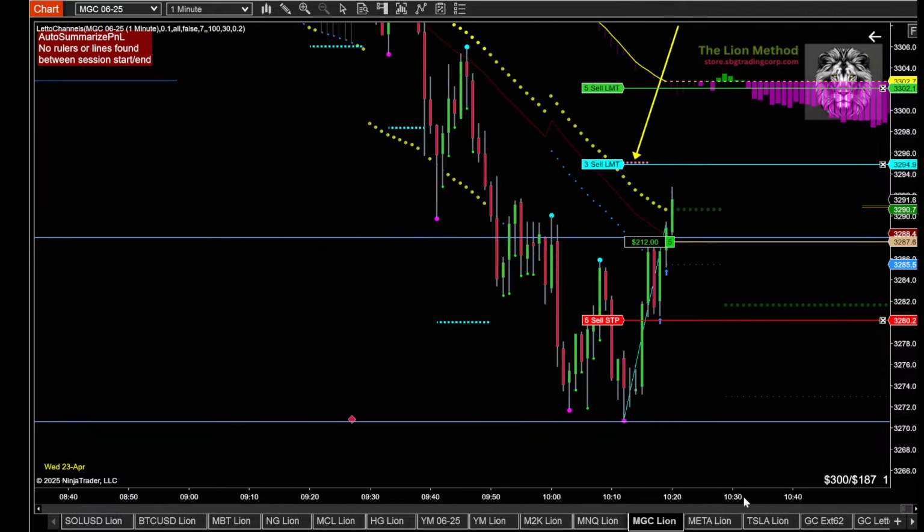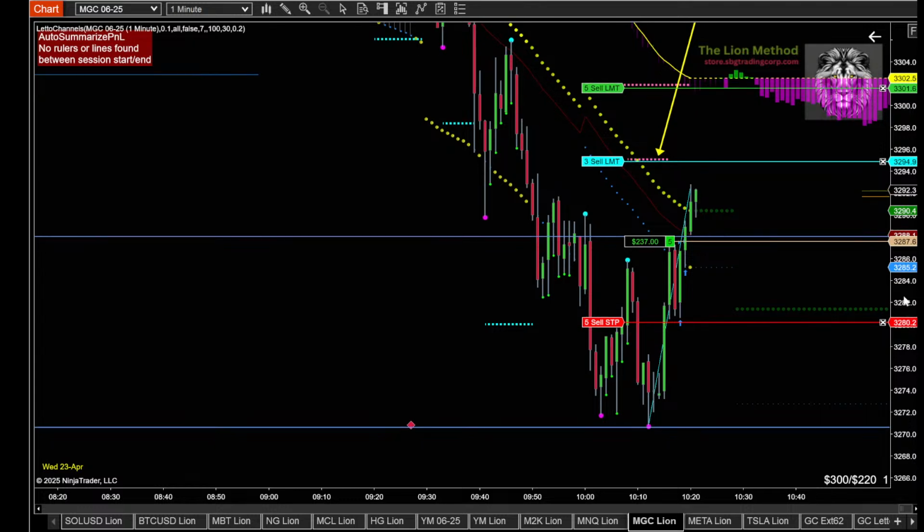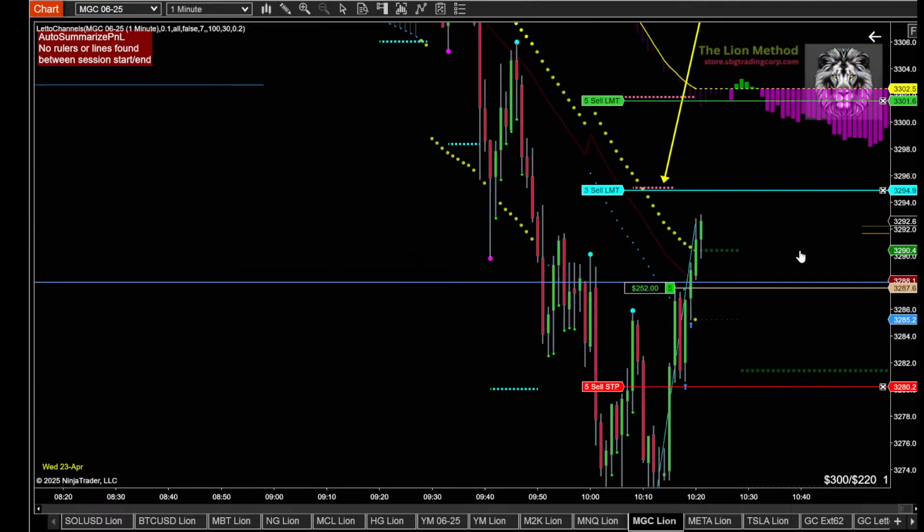All right, so I have a little modified exit. I'm going to exit out 3 of my 5 at the target. And let's see how it goes here. Maybe we'll get up to the second level. Now the second fib is up there. That's based on this fib right here, so it's interesting. You got a little layering going on here.